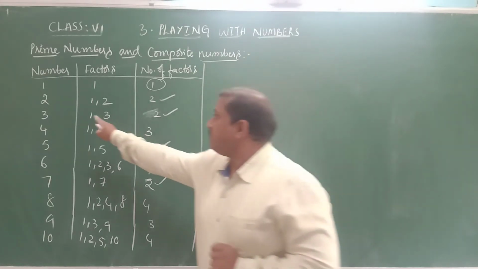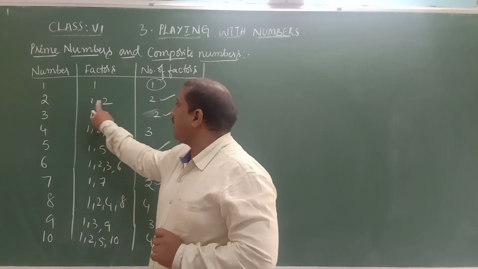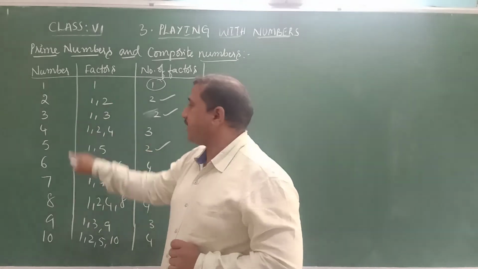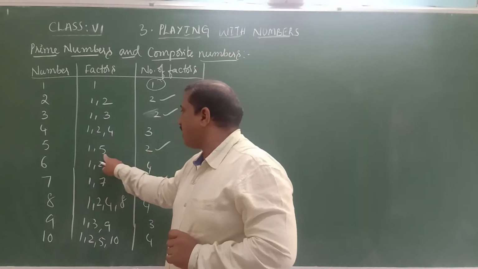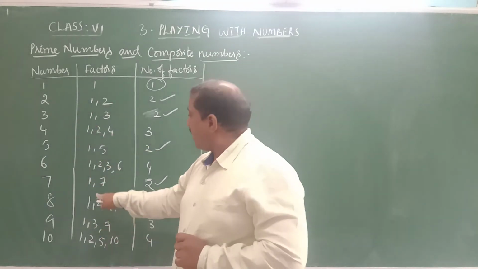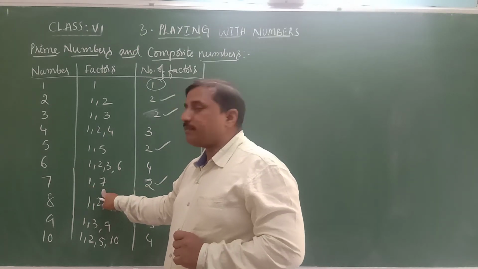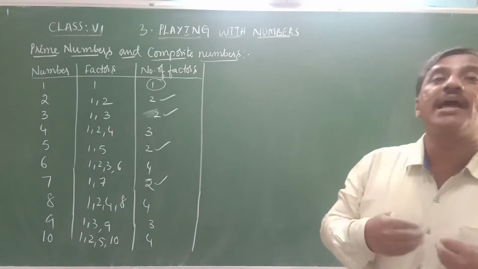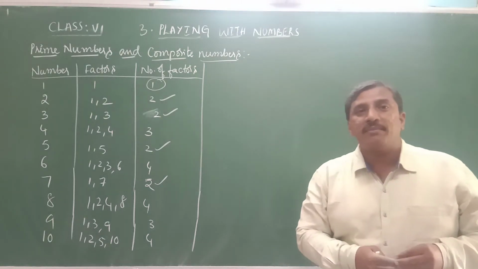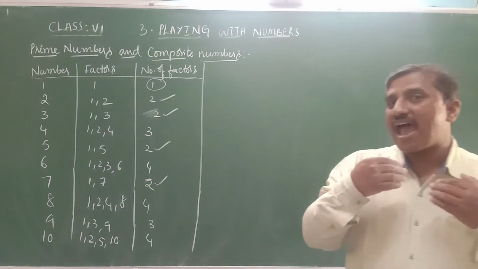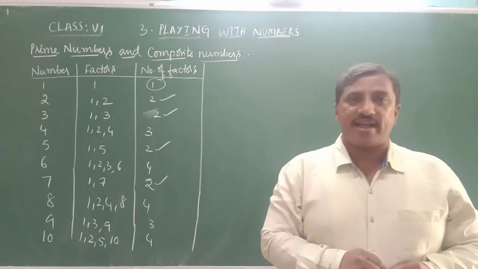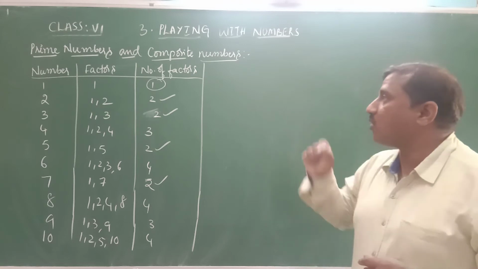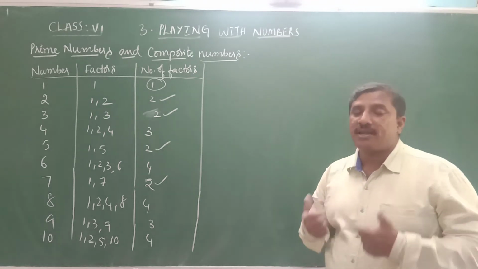That is, for 2, 1 and the number itself. For 3, 1 and 3, that is the number itself. For 5, 1 and 5, that is the number itself. And for 7, 1 and the number 7 itself. So such numbers are known as prime numbers. So what are prime numbers? The numbers which have only 2 factors. What are the 2 factors? 1 and itself are known as prime numbers.